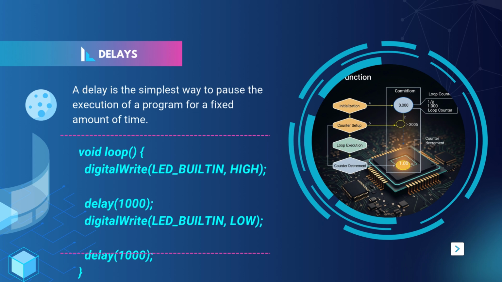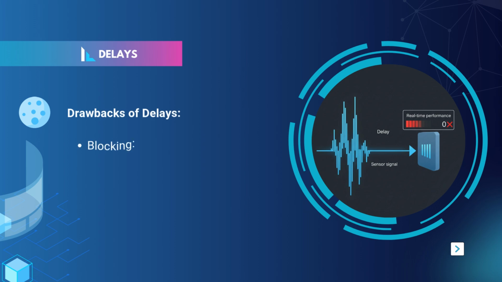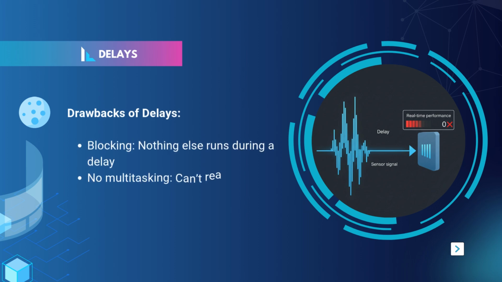Wait. Repeat. Under the hood, what's really happening is that the processor is idle, it does nothing else until that time expires. Now, that's fine for small, simple tasks, but here's the problem. Delays block the CPU. You can't check a button input, you can't read a sensor, nothing else runs. It wastes precious clock cycles. In embedded systems, this is dangerous if your system needs to respond to real-time events. So while delays are easy to use, they limit what your microcontroller can do at once.